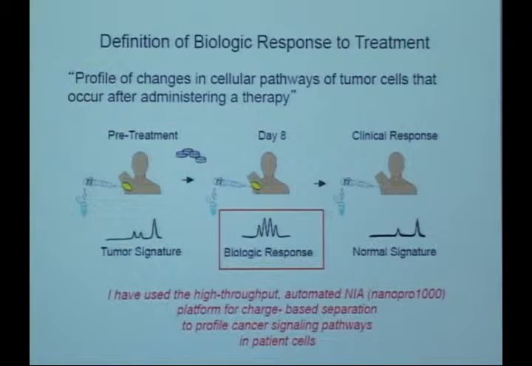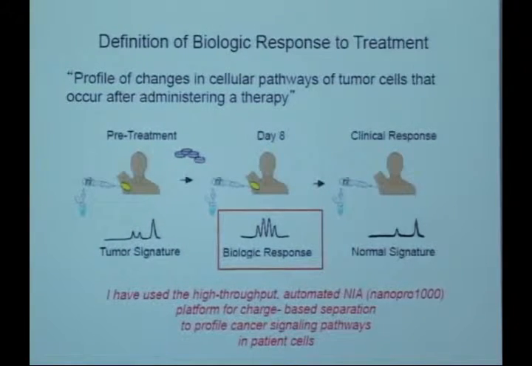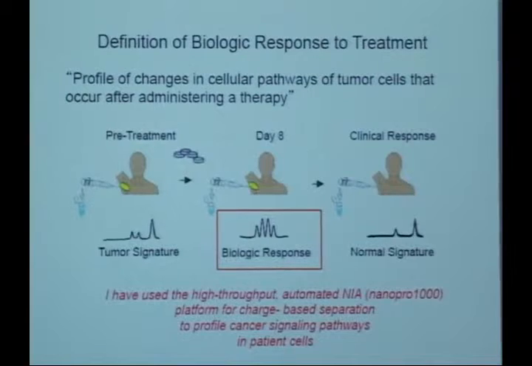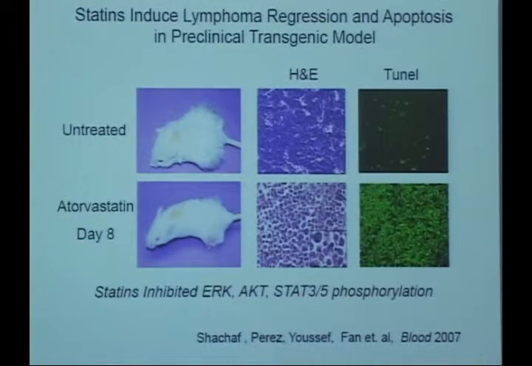So this is where I've used NanoPro, which I abbreviate as NIA, nanoimmunoassay, for both charge-based separation, and there's a newer version where we can do size-based separation as well. And I've been using them to profile cancer signaling pathways in patient cells.